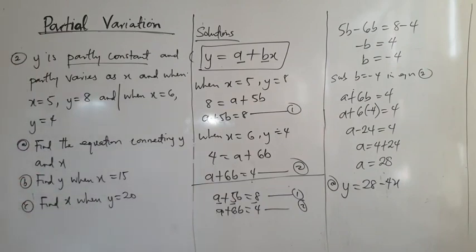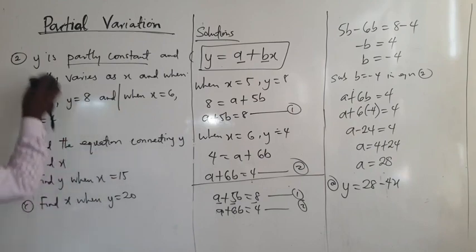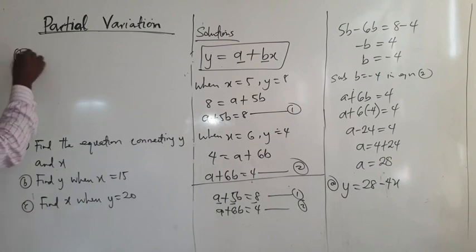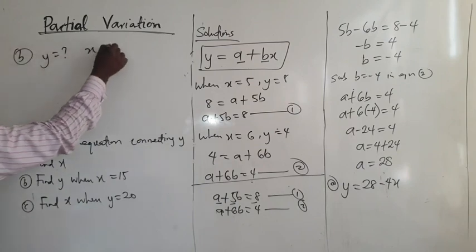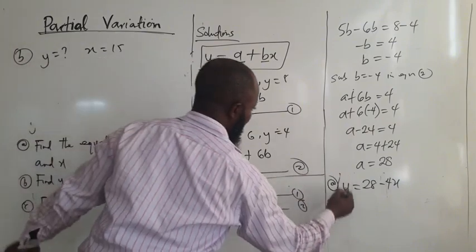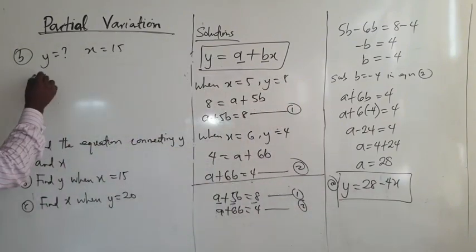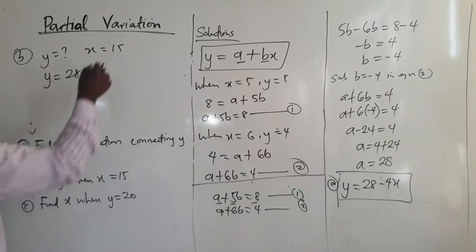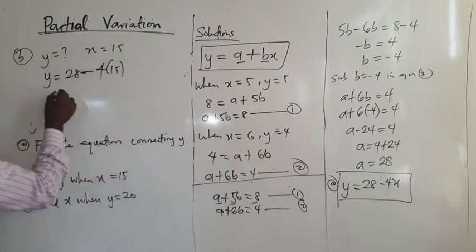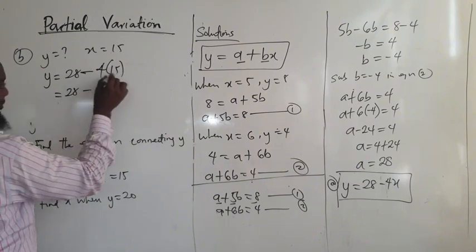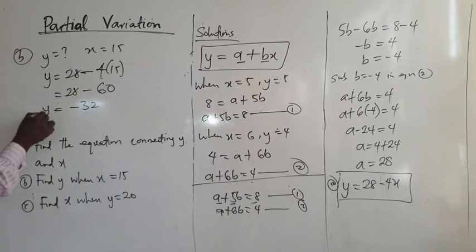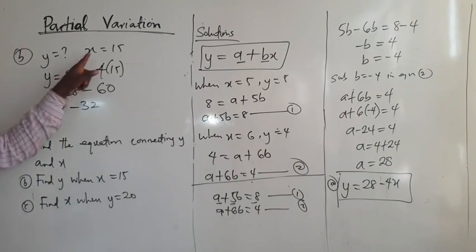So this is the equation connecting the two variables, y and x. Now B asks us to find the value of y when x is 15. So for B now, y is what we're looking for, x is equal to 15. We make use of this equation to solve that. So y equals to 28 minus 4x. x is 15. So that means we have 28 minus 4 times 15. That's going to give us 60, and the answer is minus 32. That means y is equal to minus 32 when x is 15.